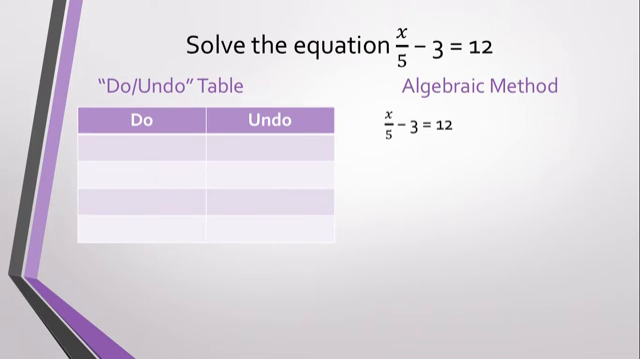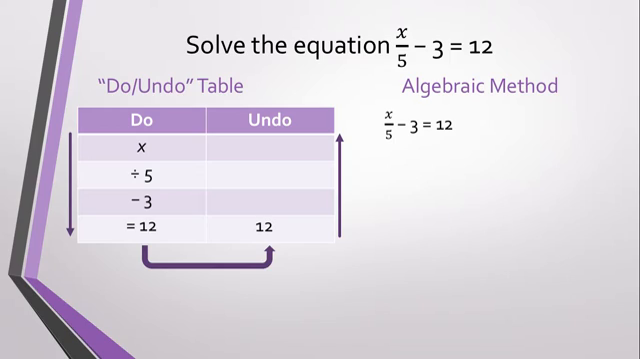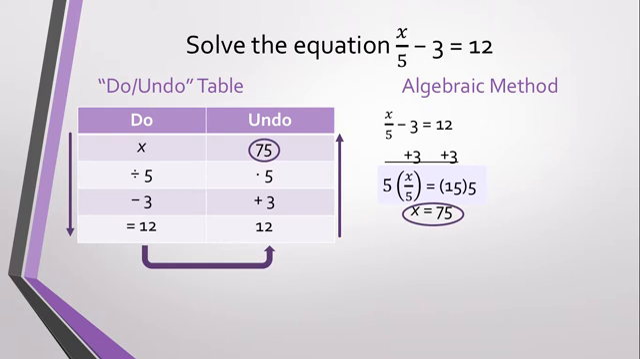So here we have x divided by 5 minus 3 is equal to 12. So in our do-undo table, we start with x, we divide it by 5, subtract 3, and we get 12 as an answer. So to undo that, we start off with our answer of 12. To undo subtracting 3, we add 3 and get 15. Then to undo dividing by 5, we multiply by 5. 15 times 5 is 75. X is 75.